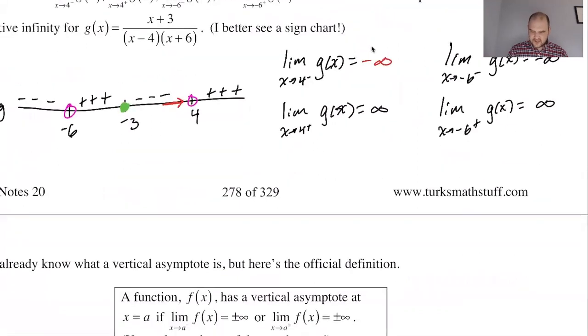So we could say, like here, therefore, x equals 4 is a vertical asymptote. Here we could say, therefore, x equals negative 6 is a vertical asymptote.